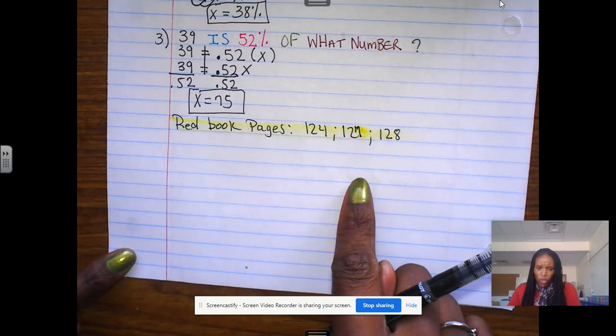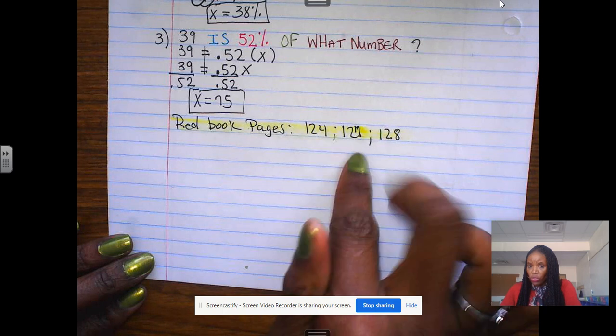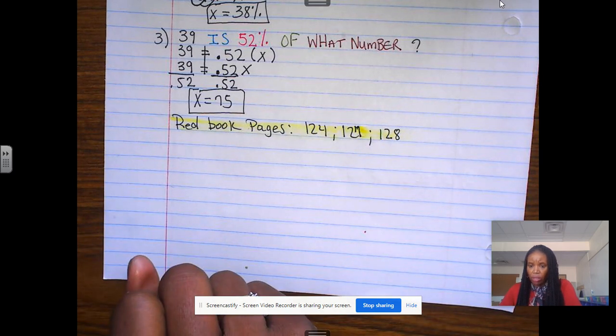Your actual work, I think you've already done page 124. But if you haven't, 124, but also 127 and 128. So that is your math work for this week.